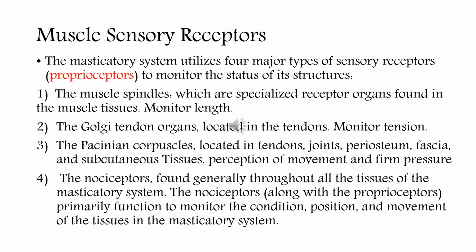The second ones are the Golgi tendon organs, and you can find them in tendons, and they monitor tension. The third one is the Pacinian corpuscles. They are located in tendons, joints, periosteum, fascia, and subcutaneous tissue, and they work on perception of movement and firm pressure. The last ones are the nociceptors, and they are generally found almost all over the masticatory system, and they work along with the proprioceptors. With other proprioceptors, they work primarily to monitor the condition and position and movement of the tissues in the masticatory system.